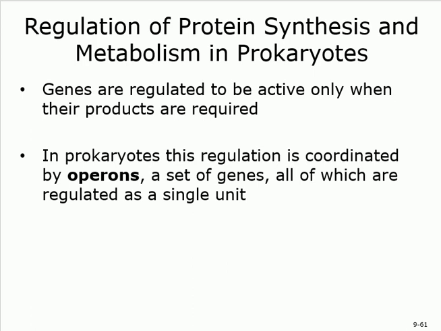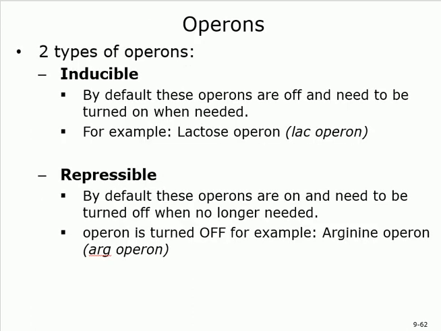In prokaryotes, bacteria for example, the way the process is regulated is through something called an operon. Operon is coming from operating something. It's a group of genes that is going to be regulated only in bacteria or prokaryotes. So the operon can be inducible or repressible.